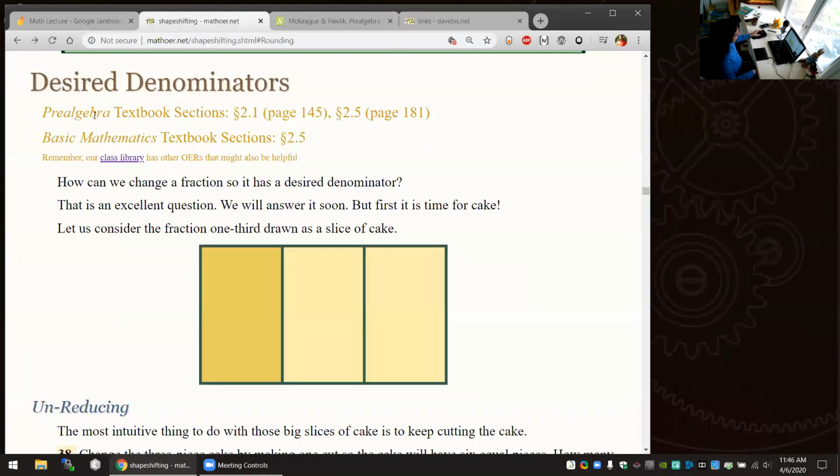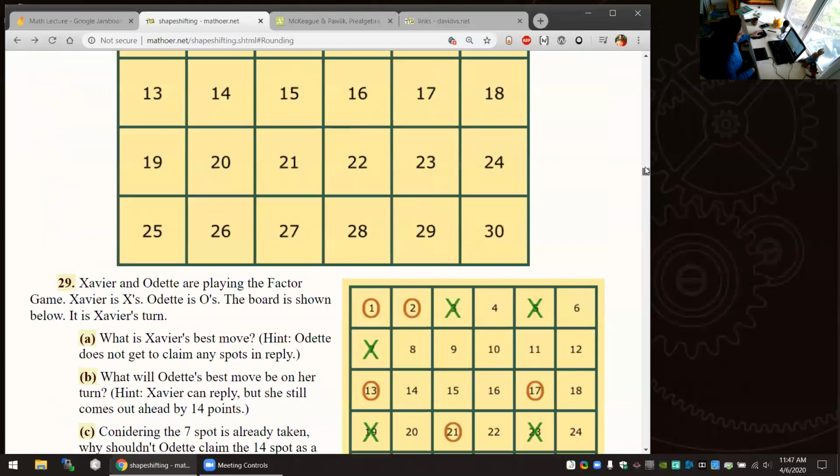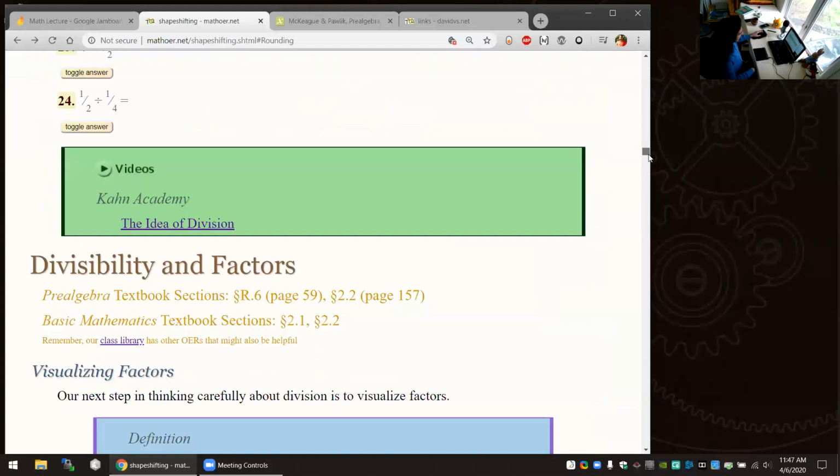On the other hand, if you have the blue book, the basic mathematics, then I would take my blue book and go to section 2.5 and find more example problems and more homework problems there. So anything we've done today, here are the places to go to get more help with it.